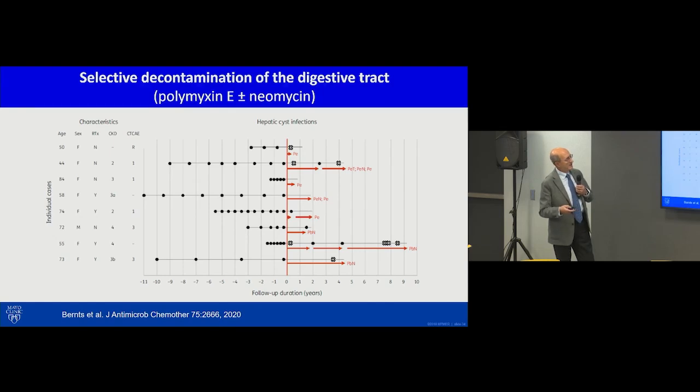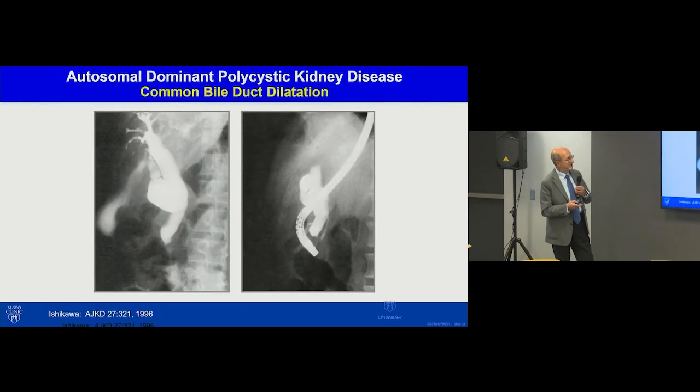But another technique that has been suggested from the group in Nijmegen in the Netherlands is selective decontamination of the digestive system with polymyxin plus or minus neomycin. They have a small group of patients where this approach has been successful in the majority of patients, however, with significant complications when using neomycin. So that's not a perfect treatment, but maybe something one can use in desperate cases.